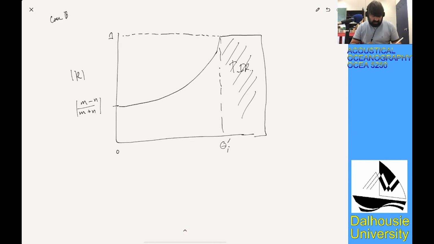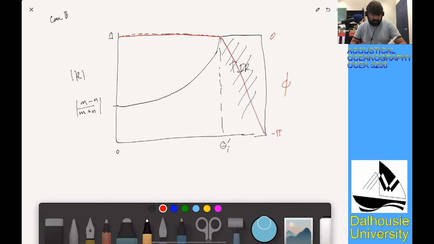Okay, and now we'll do the same thing we did before. We'll do 2 plots in 1, right? Here we're going to have 0 minus pi. And so now we have no imaginary part until we get to that critical angle, and then we have just a linear decrease down to negative pi. That's what our phase looks like. Oh, and I think I forgot to label this axis in terms of phi here.